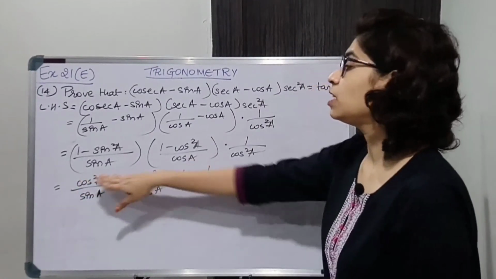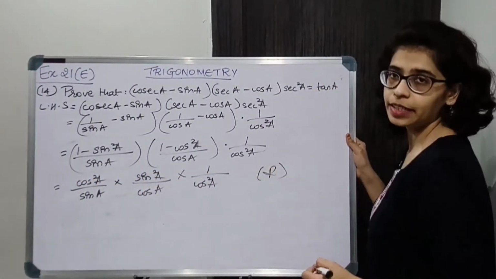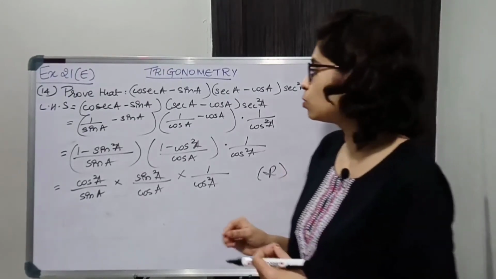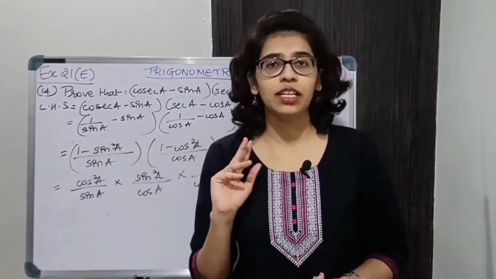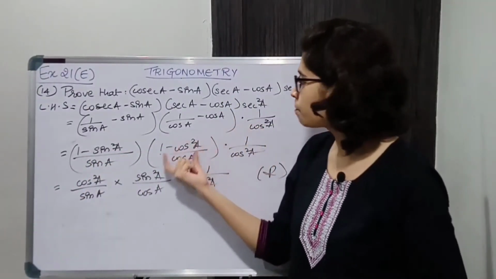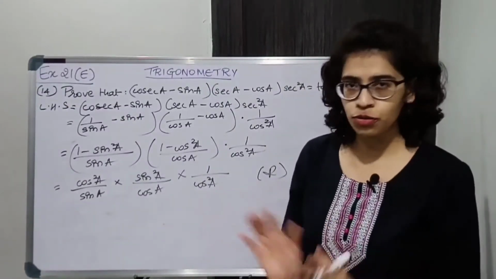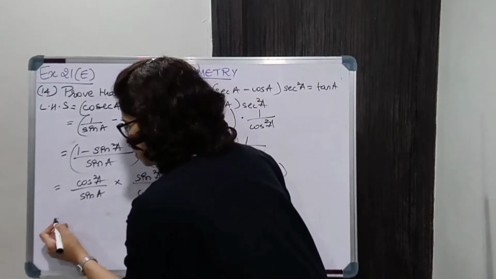You have to give a reason for these substitutions. Using the identity sin squared A plus cos squared A is equal to 1, we just rearranged the terms and we got 1 minus sin squared equal to cos squared and 1 minus cos squared equal to sin squared. I think by now you all should know how to arrange the terms. Okay?